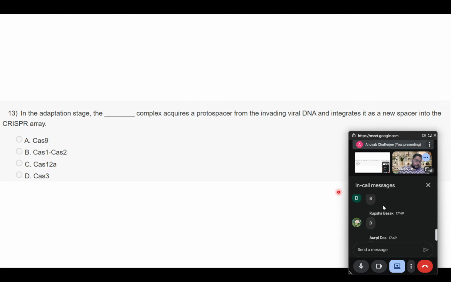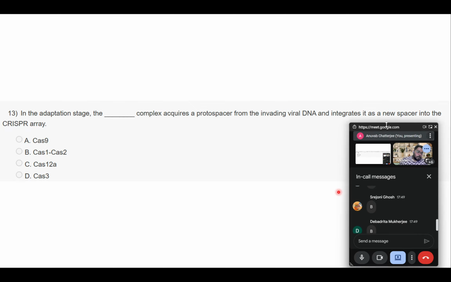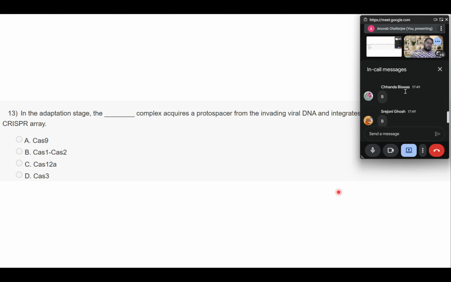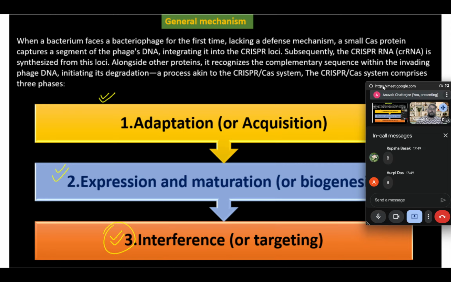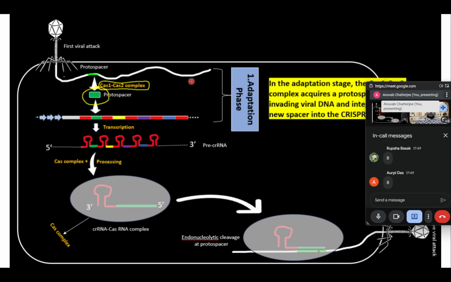Okay, we have answers coming in. Chandra, Shijuni, Devadrika, Rupisha, and Oropi, all of them say that it is B, Cas1 and 2. So let us look at it. So the general mechanism for defense against bacteria using the CRISPR system has three different steps: adaptation, expression and maturation, and interference. So what do the steps look like?